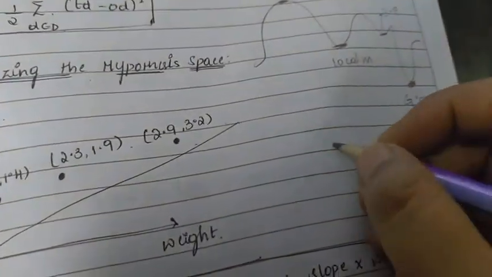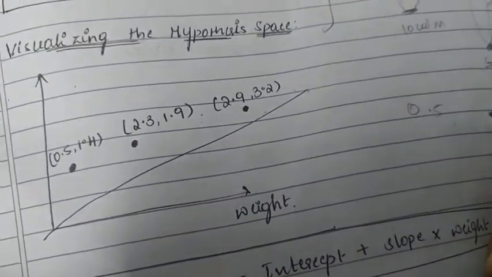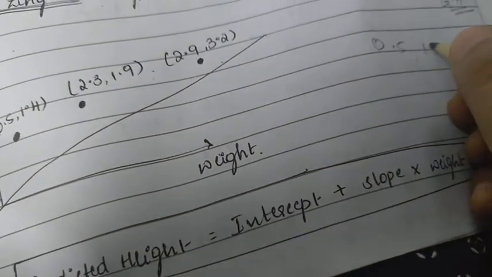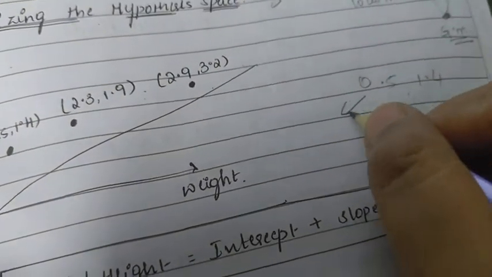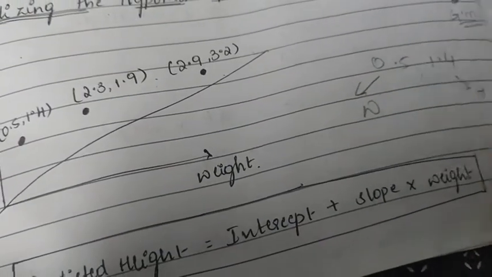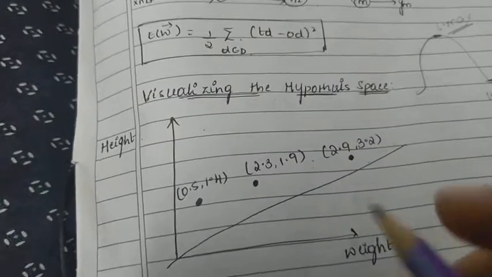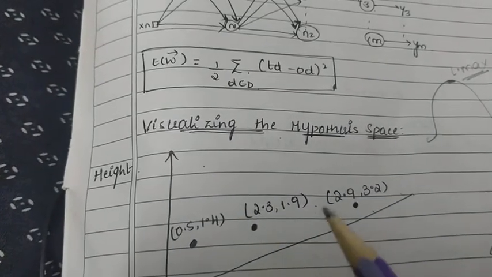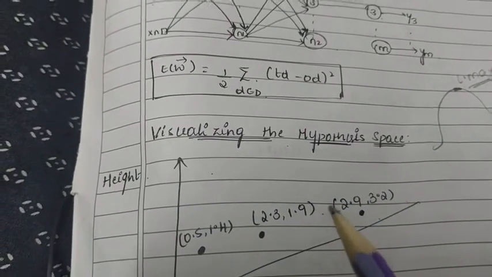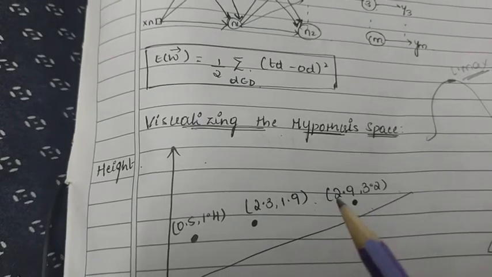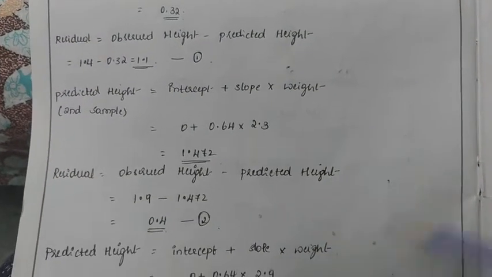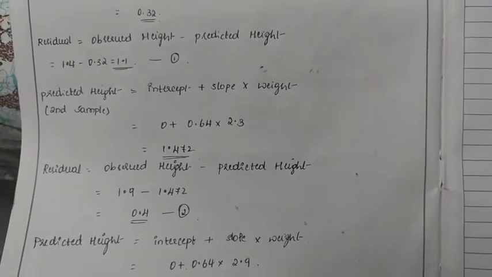Understand here, it is 0.5 comma 1.4, where 0.5 indicates the weight, that is the x-axis, and 1.4 indicates the height, that is the y-axis. The same way, here 2.3 indicates the weight and 1.9 indicates the height. 2.9 indicates the weight and 3.2 indicates the height. Now this is the calculation part. So we are going to get 1.42.